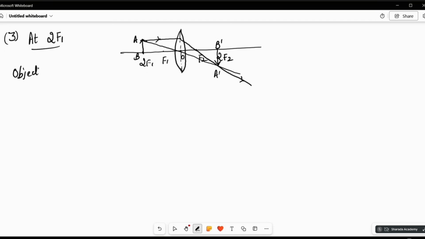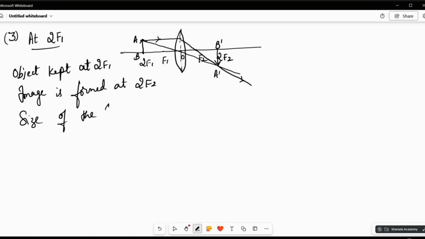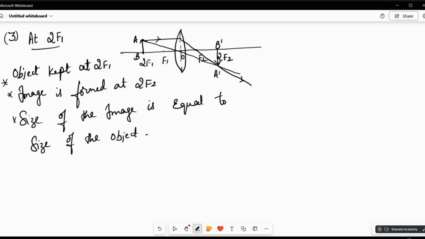So object kept at 2F1, image is formed at 2F2. Size of the image is equal to size of the object, and we will get a real and inverted image.